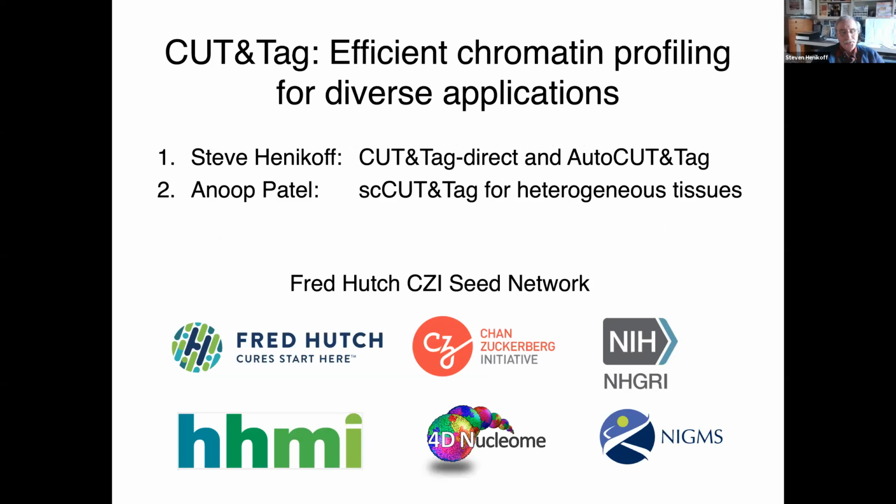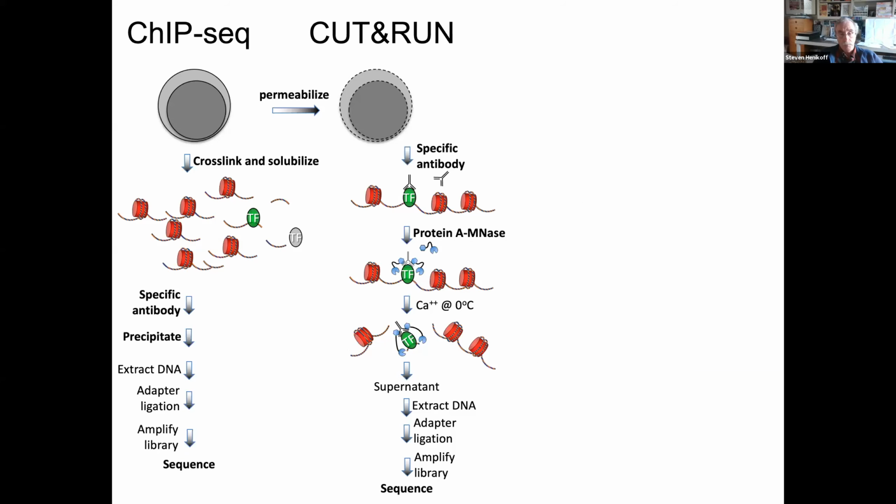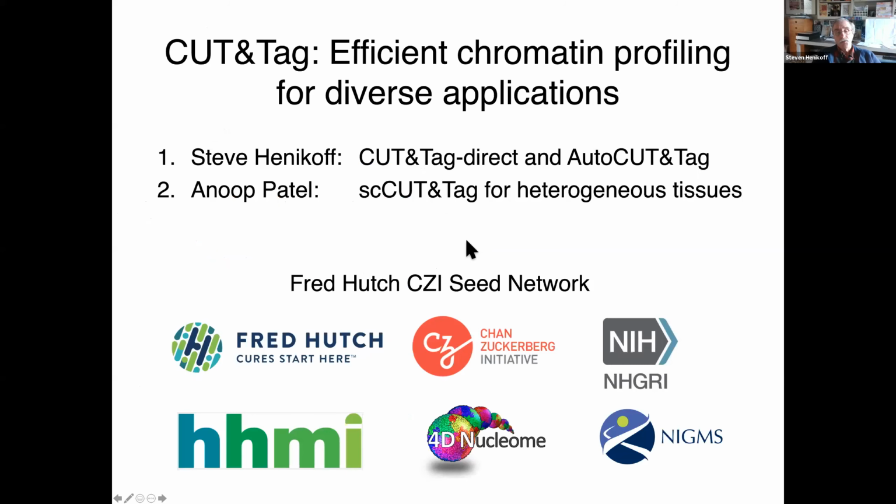Good. So thanks, Norbert. What I'd like to do is bring you up to date on what we've done with our CUT&Tag method that I described last year at the kickoff meeting. We're going to do this in two parts. First, I'll describe a streamlined version of CUT&Tag we call CUT&Tag-direct, and also how we've automated it. And then I'll turn it over to Anoop, who will talk about single cell CUT&Tag for the 10X platform that is applied to heterogeneous tissues.